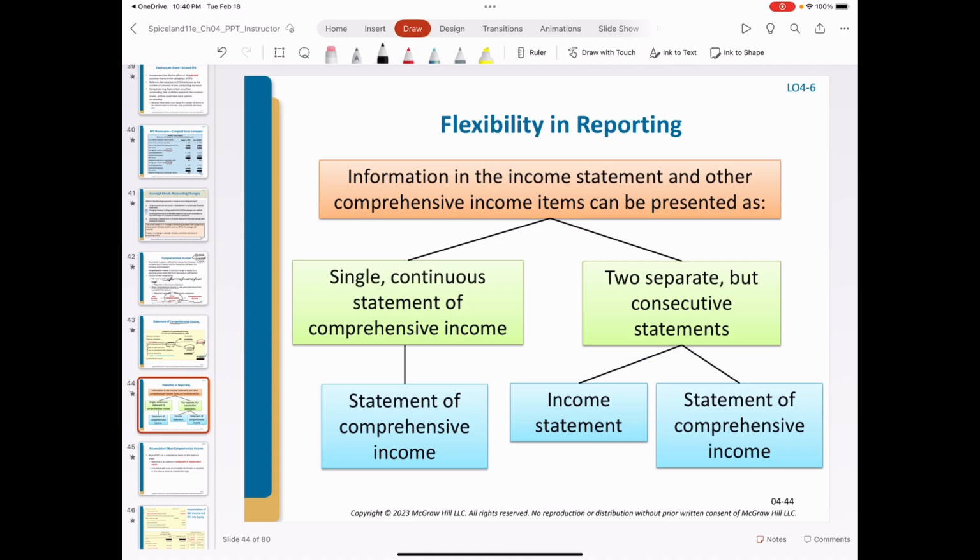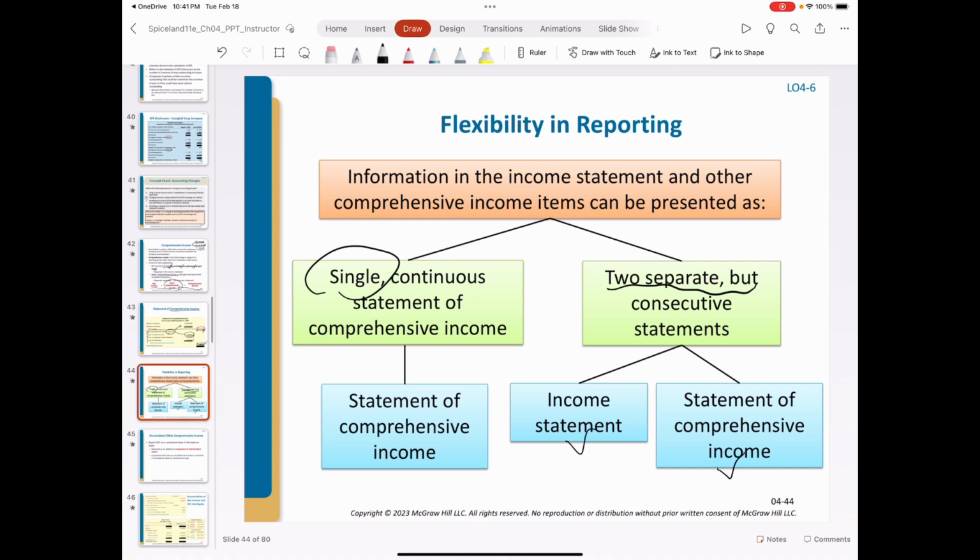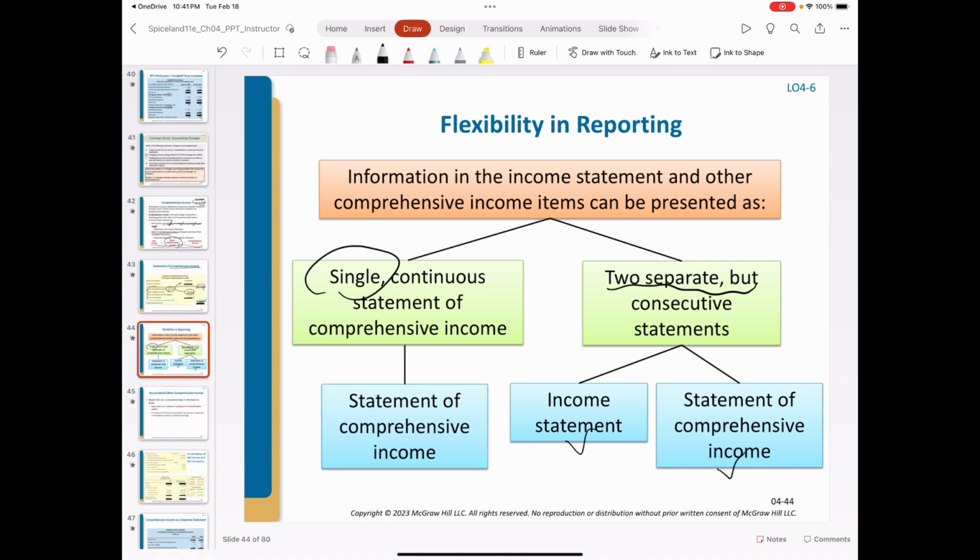There are two ways to report other comprehensive income. We can report them in a single statement or report them separately because they have different characteristics. Let me introduce a personal example.